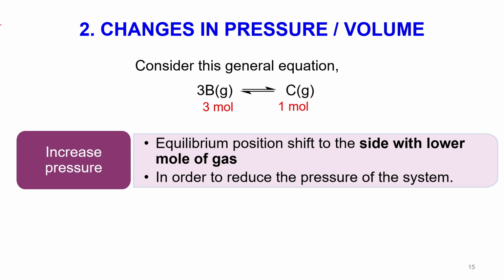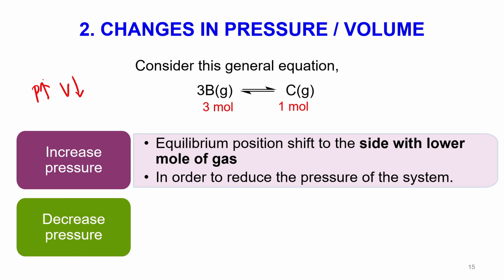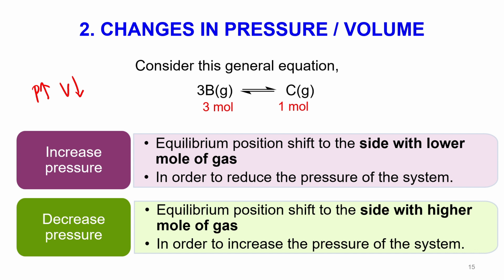Sebab, okay, because when pressure increase, volume will decrease. The volume decrease meaning that bekas tu container is smaller. So in order to reduce the pressure of the system, it will shift to the side with lower mole of gas. So bila kita decrease the pressure, meaning that volume will increase. Bekas menjadi lebih besar. So that can shift to the side with higher mole of gas.